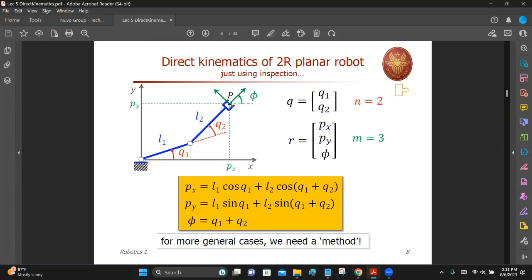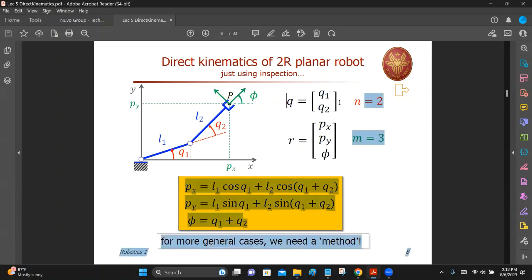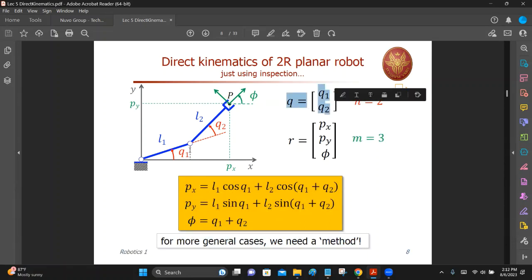Now, what is my joint coordinate vector, which is Q? This is the joint coordinate vector, right? I have two joint angles, Q1 and Q2. So Q1, I measure from the horizontal position. So this is my convention. I declare my world coordinate frame, this one. You can see this X and Y, this coordinate frame, right? As the base coordinate frame.